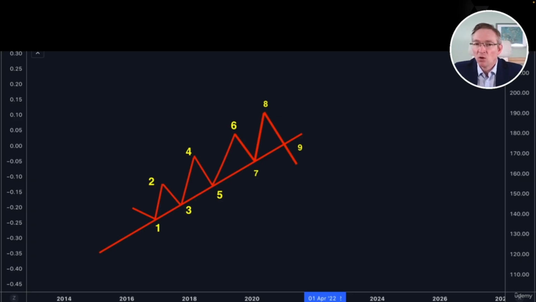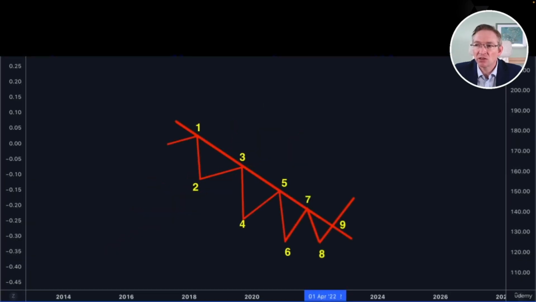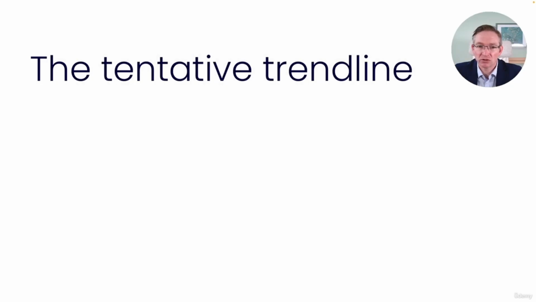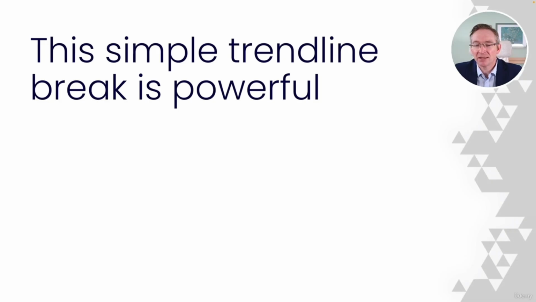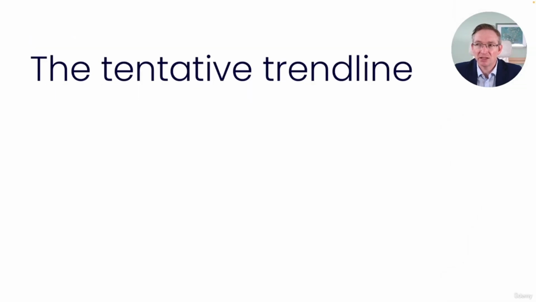So once you have that break, and usually, imagine this was a daily chart, you'd be looking for a daily close underneath that level. And that would be your first indication that the trend has changed. Here, the first indication that the trend has changed. Now, there's the tentative trend line, and there's the confirmed trend line.